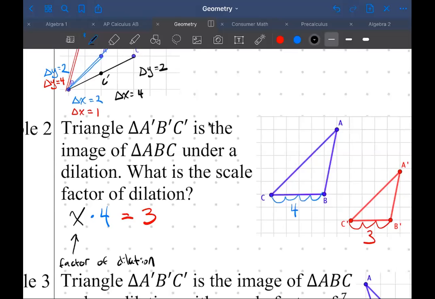Would you divide each side by 4? You do indeed divide each side by 4, so divide by 4, and therefore x is equal to 3/4.